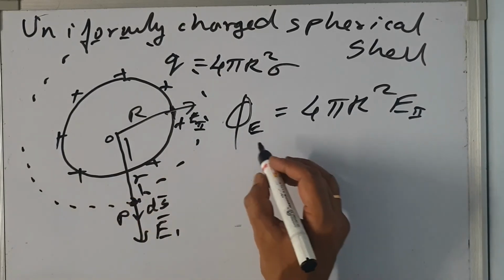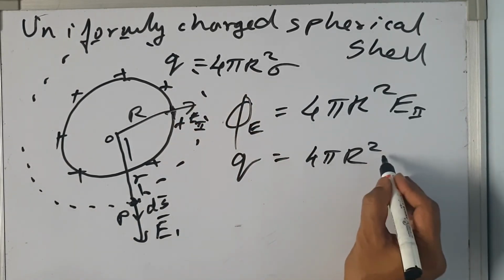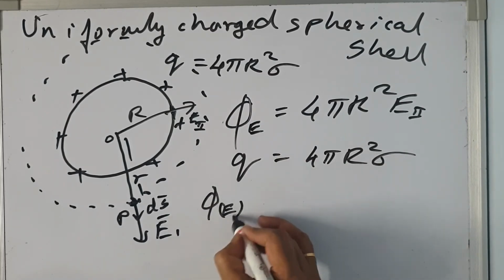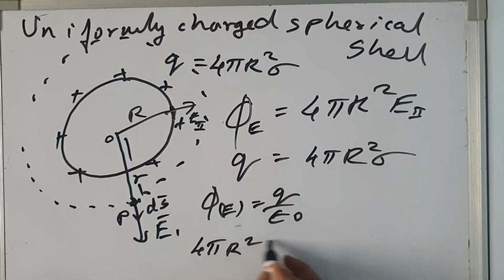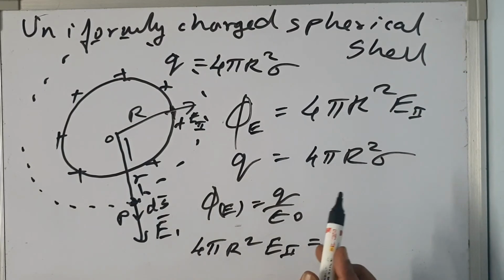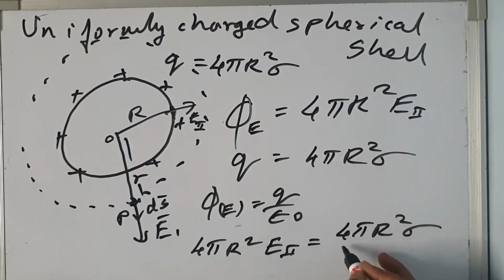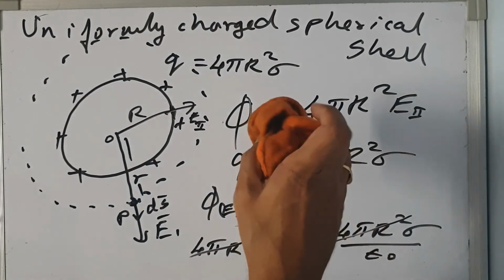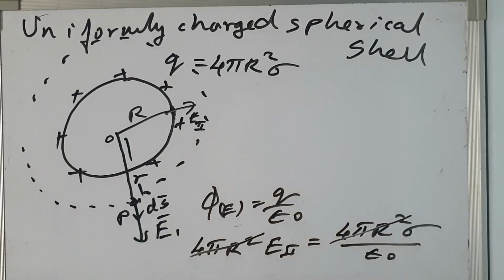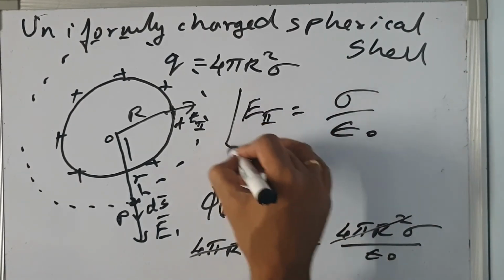What will be the charge enclosed? It will be Q, and what is that Q equal to? 4 pi capital R squared sigma. By Gauss's law, what is phi E? It is Q by epsilon naught. So 4 pi R squared E2 equals Q, and Q is 4 pi capital R squared sigma upon epsilon naught. What gets cancelled here? 4 pi R squared, 4 pi R squared. Therefore, what will be the intensity of electric field on the surface of this charged spherical shell? It will be sigma by epsilon naught on the surface.